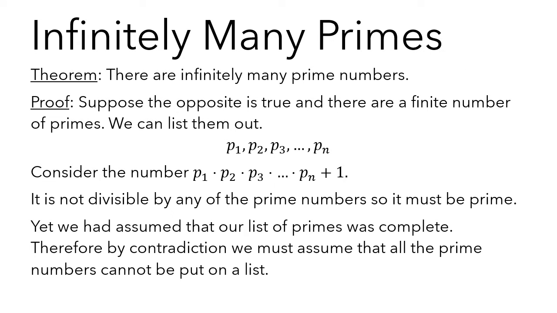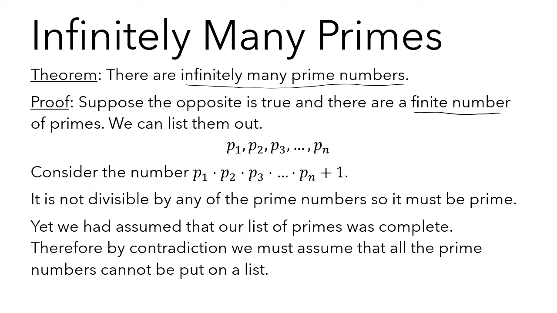Here's a theorem. There are infinitely many prime numbers, and we're going to use proof by contradiction to prove it's true. So the first step in proof by contradiction is to assume the opposite. So suppose the opposite is true, and there are actually a finite number of primes. If that were true, then we can list them out: P1, P2, P3, and so on, up to Pn, where these are all the primes that exist.